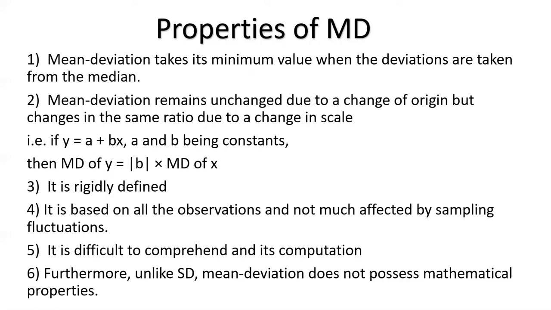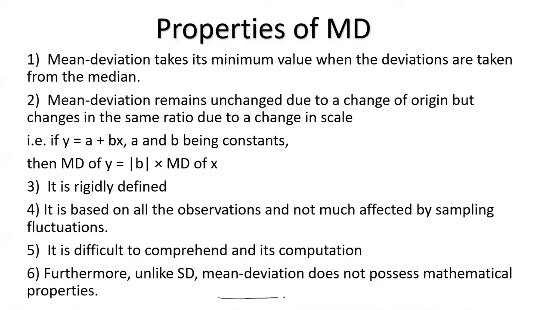Fourth point is it is based on all observations and not much affected by sampling fluctuations. If any sort of sampling fluctuation is happening, it will not impact the mean deviation to a large extent. Then we have point 5, that is, it's difficult to comprehend its computation. Then point 6 is that, unlike standard deviation, mean deviation does not possess mathematical properties.